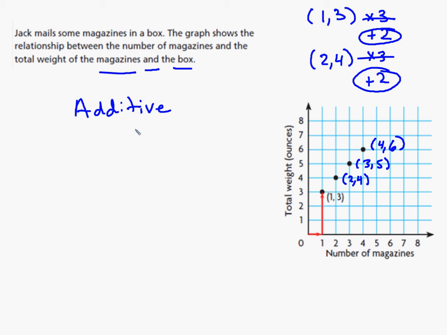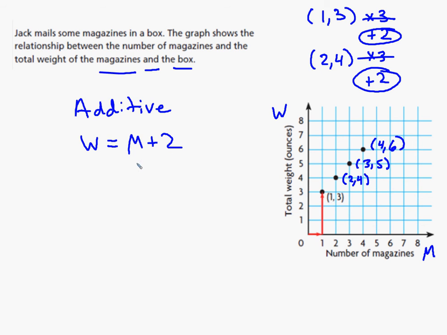because I'm adding. Okay, so they didn't give me the variables here, so I'm going to create some variables. M for magazine, W for weight. So W is going to be equal to M plus 2. All I have to do is say this letter equals this letter, and then whatever the pattern is after that. The weight equals the number of magazines plus 2.